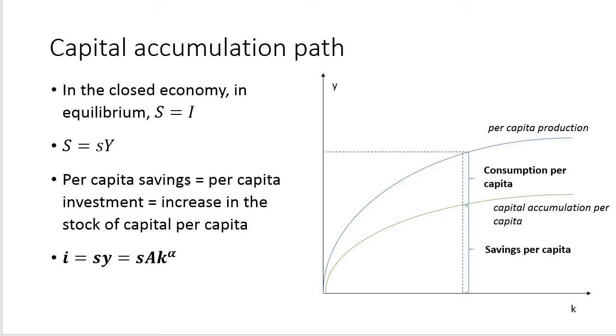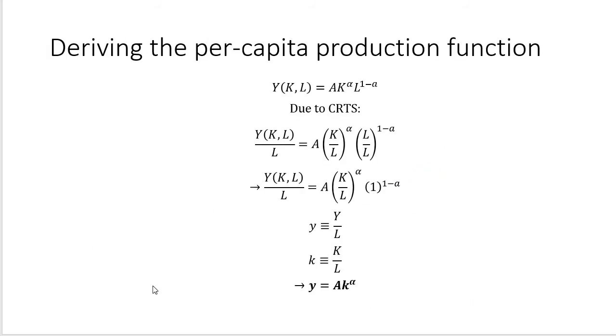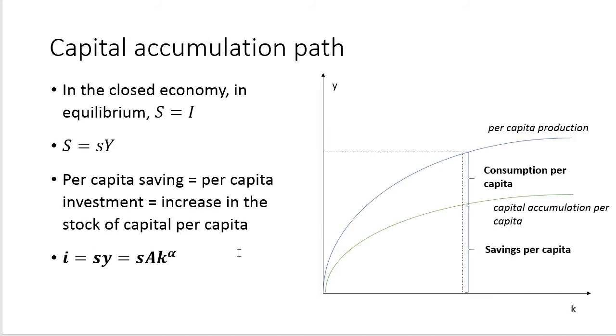So per capita saving actually is equivalent to per capita investment, and this is also increase in the stock of capital per capita. So small i standing for investment per capita is equal to savings rate times output per capita, or income per capita. This is equivalent. And then you just replace income per capita with the function we defined before. Ta-da! So here you have it.